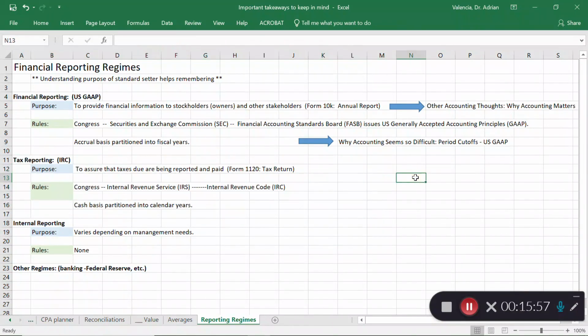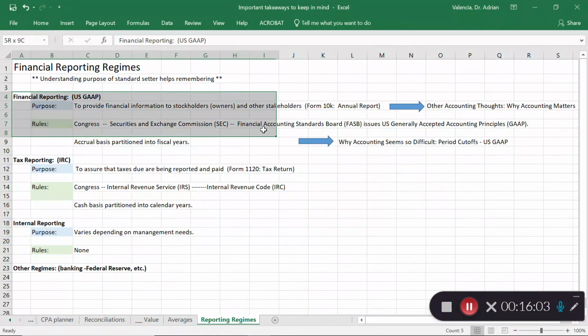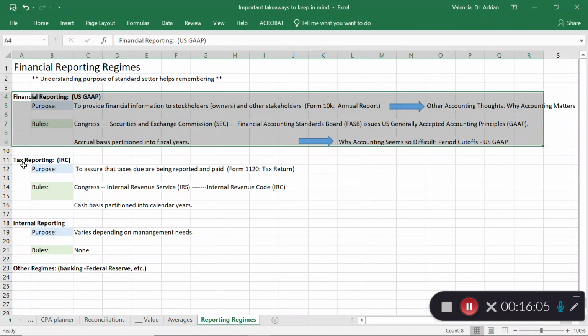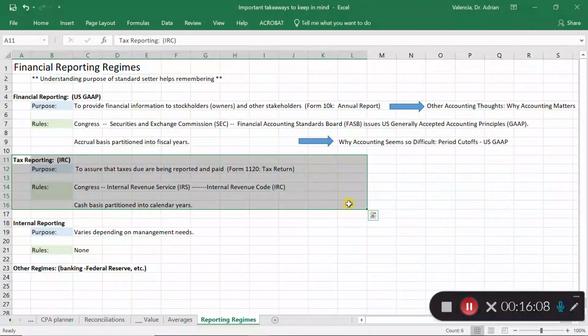Sometimes we loosely talk about auditors and what they do, and auditors can work in many functions. But understand that if it's the financial reporting function, it's very different than the tax reporting function, right? Okay, this concludes the video on the different financial reporting regimes.